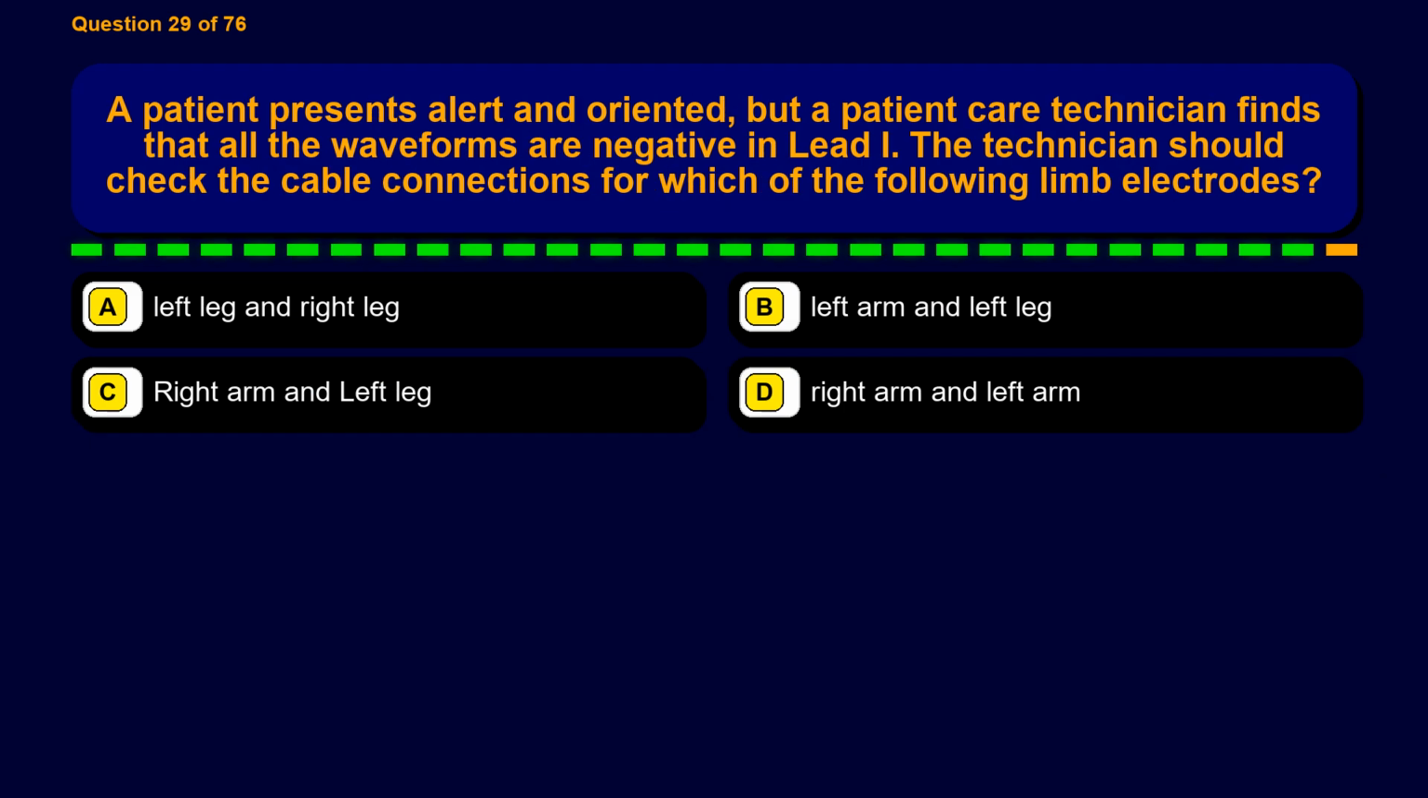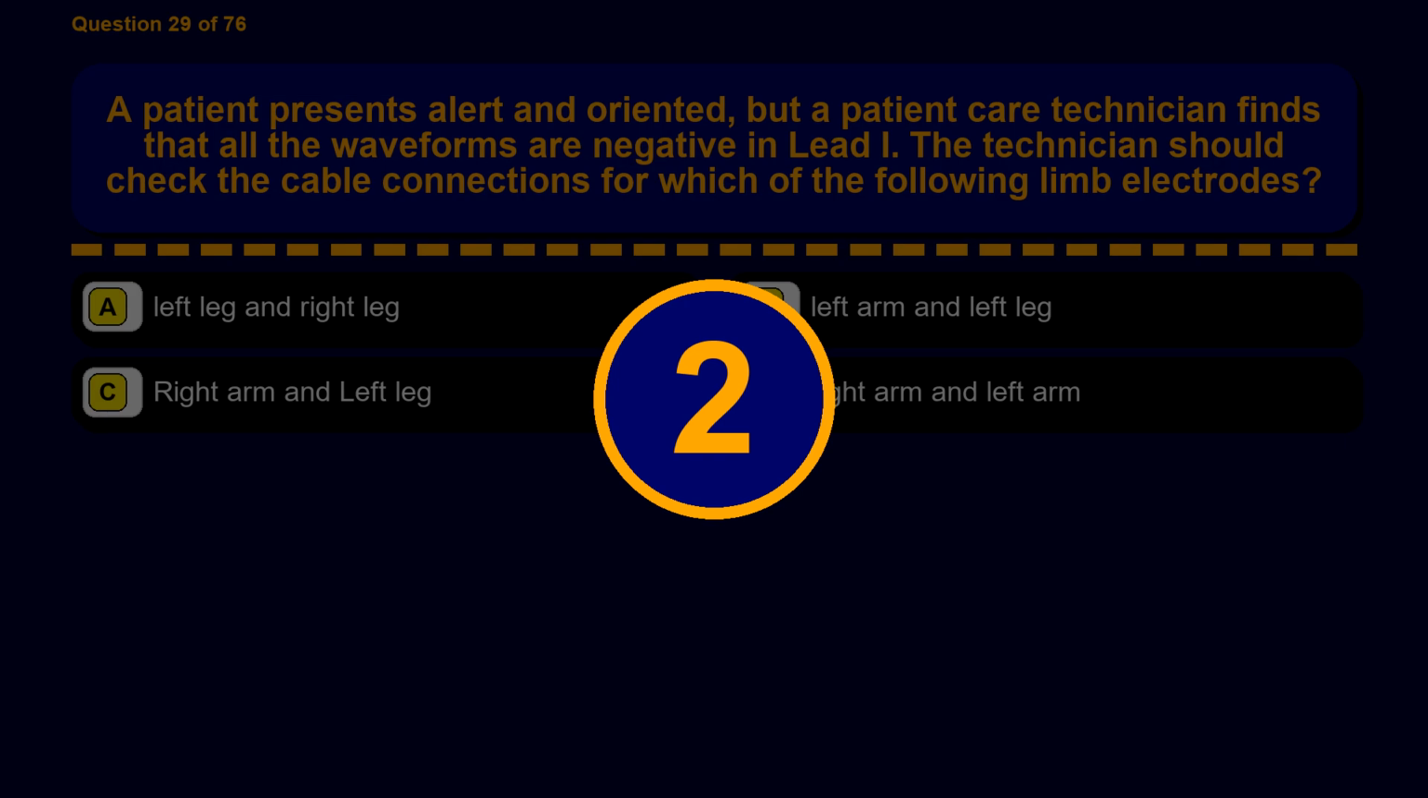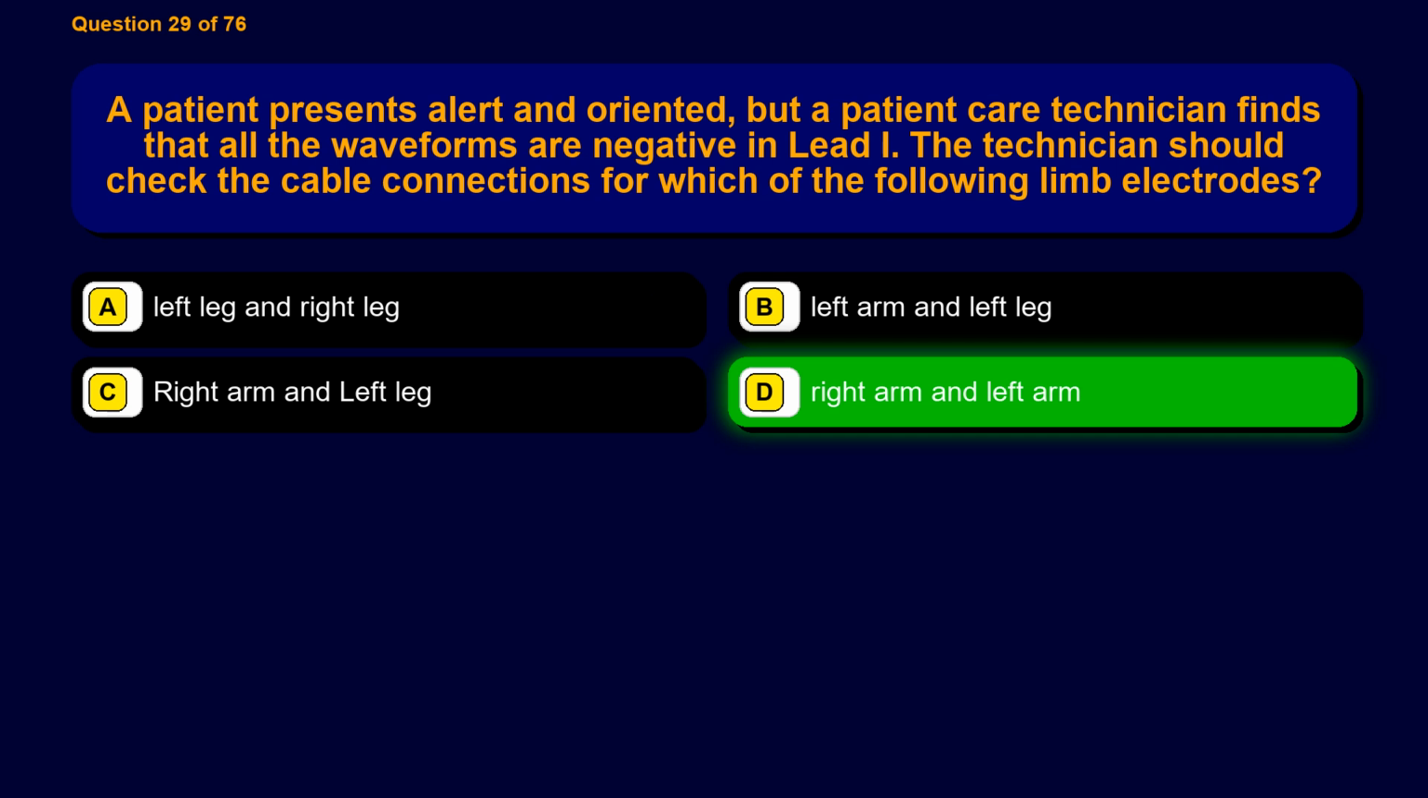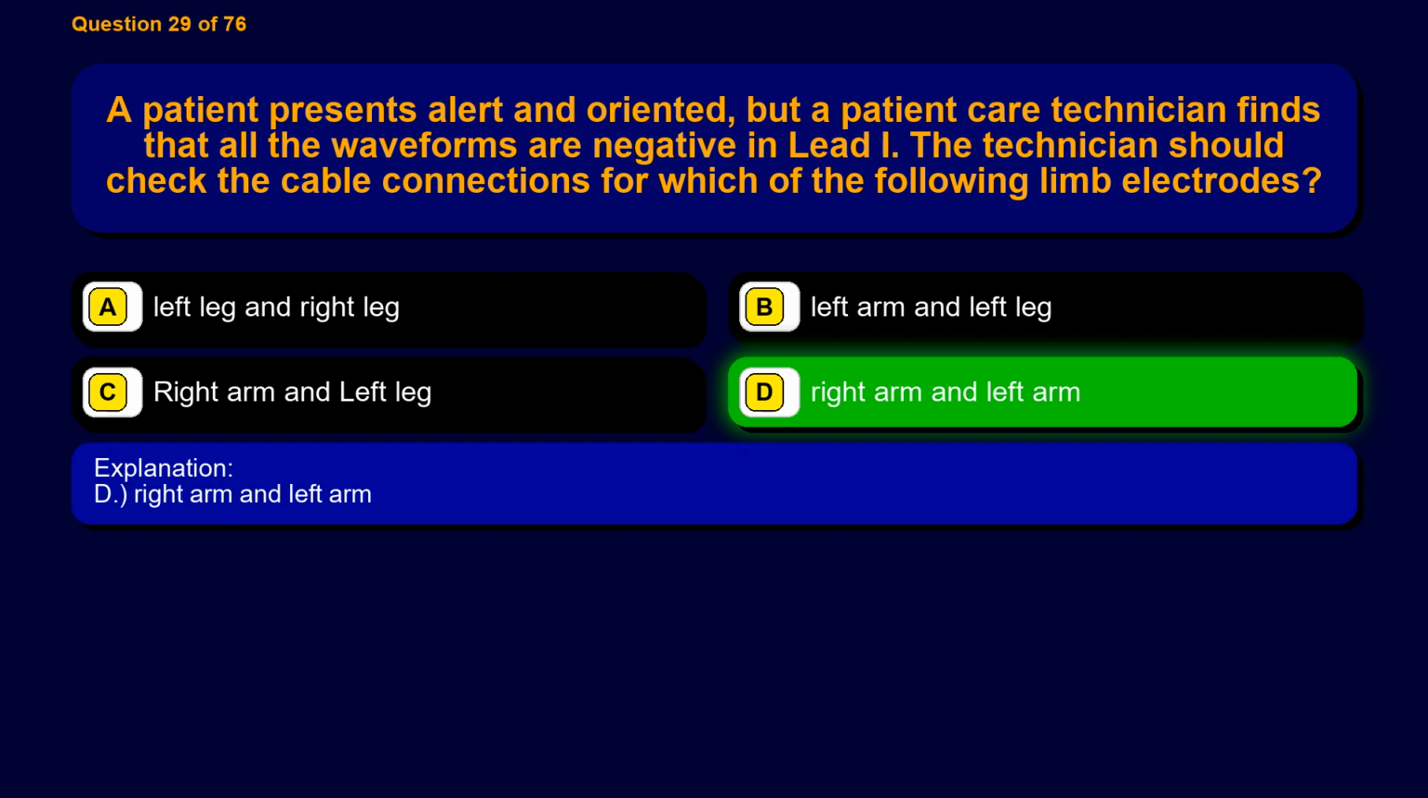Question 29. A patient presents alert and oriented, but a patient care technician finds that all the waveforms are negative in lead I. The technician should check the cable connections for which of the following limb electrodes? Option A, left leg and right leg. Option B, left arm and left leg. Option C, right arm and left leg. Option D, right arm and left arm. The correct answer is option D, right arm and left arm.